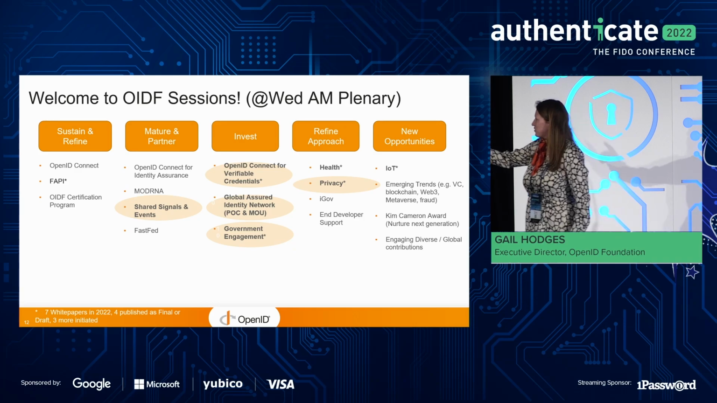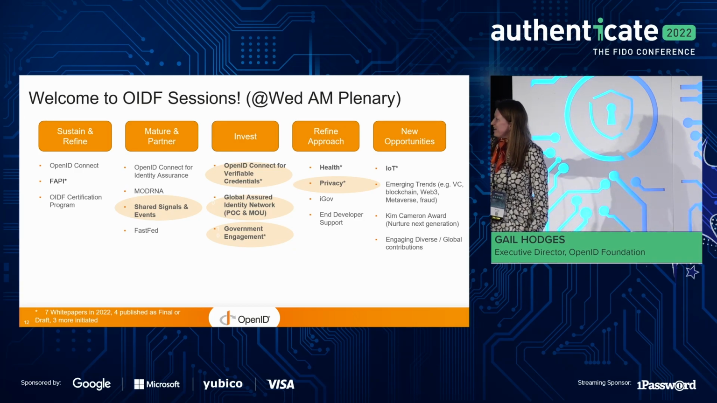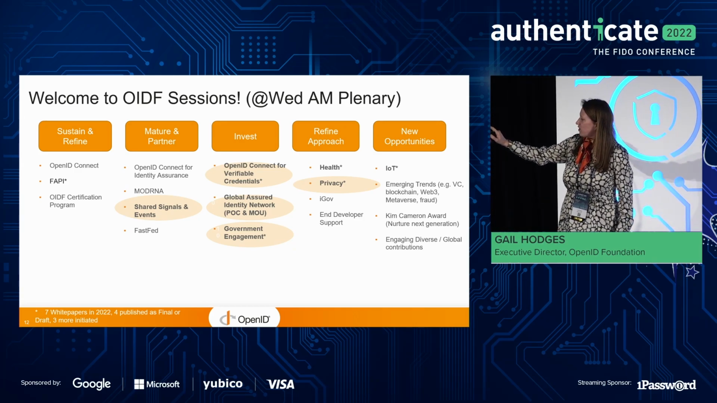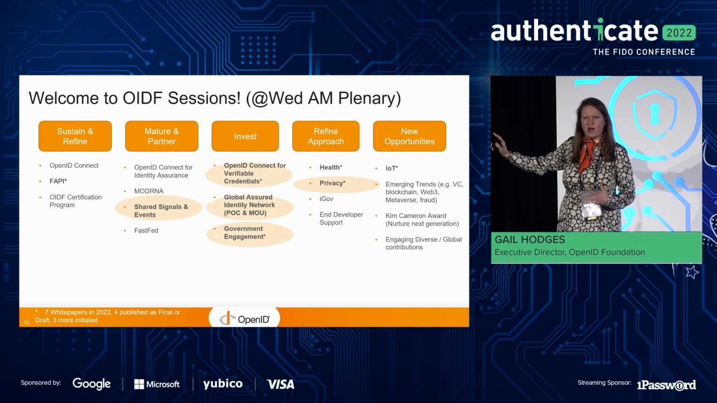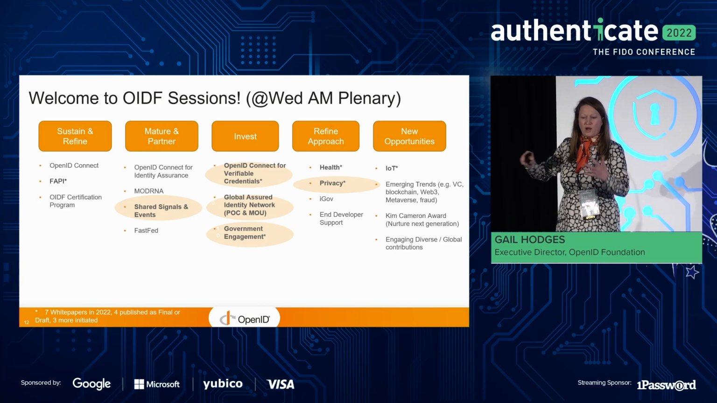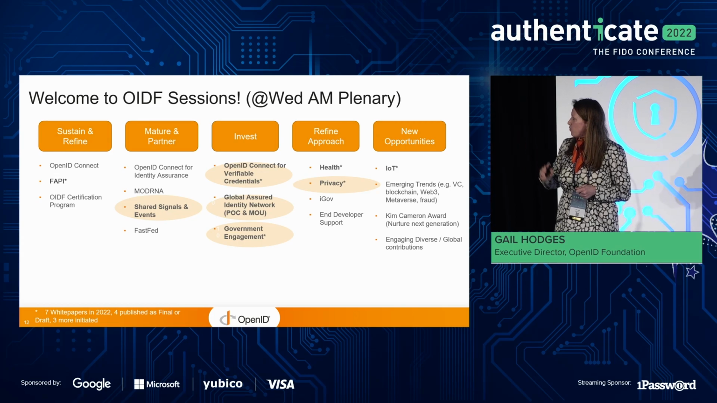I've circled things. So those 5 sessions you see circled: shared signals and events, OpenID Connect for verifiable credentials, GAIN, and listening sessions on a government white paper. How can we communicate the trends in the identity ecosystem? What can we do as a collective public and private sector community to really move the needle on adoption and transformation? And a white paper on privacy, particularly around government-issued identity credentials and the challenges of data minimization and relying party enforcement is a paper that Heather Flanagan is going to lead.